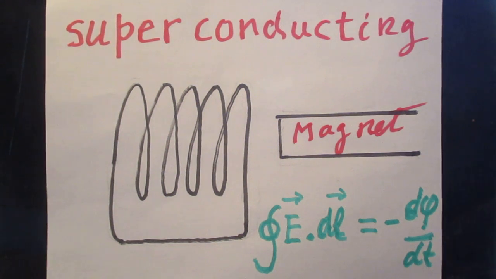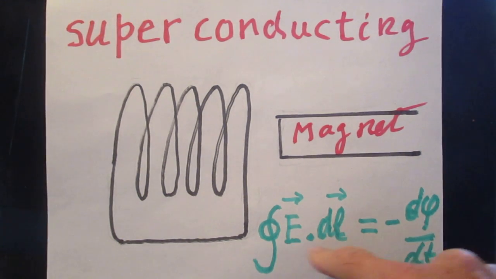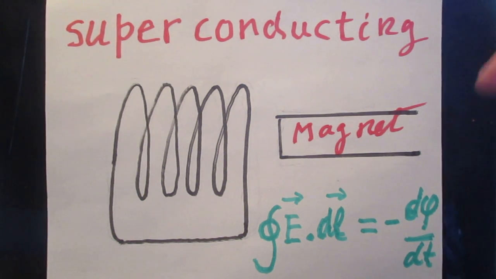So, Faraday's law then states that if there is a magnetic flux change, then there is an induced EMF in that closed loop. In other words, the closed loop integral of E dot dl is minus d phi dt. That is Faraday's law. So, Faraday says there must be an induced EMF somehow.